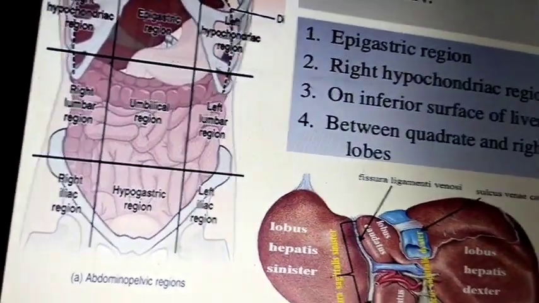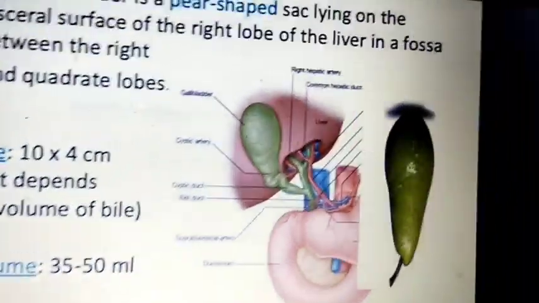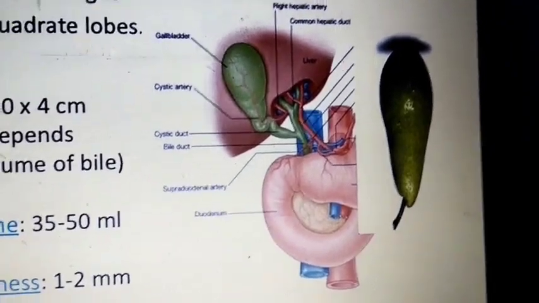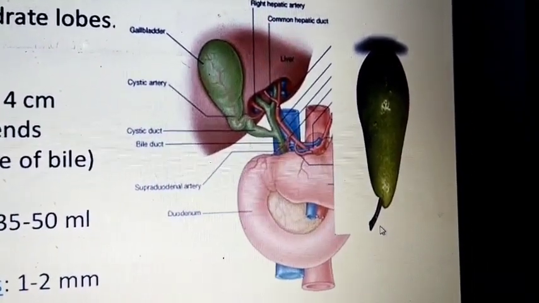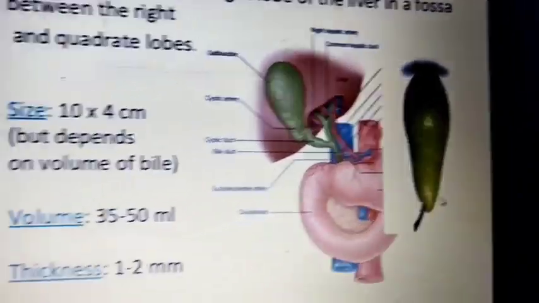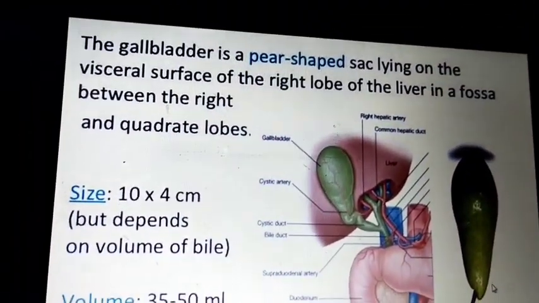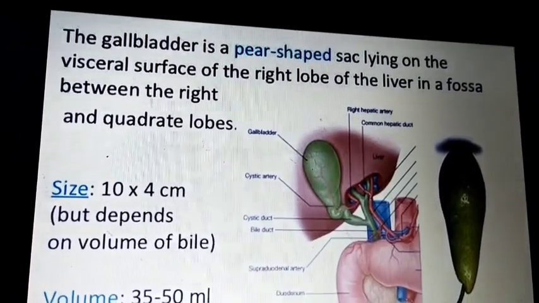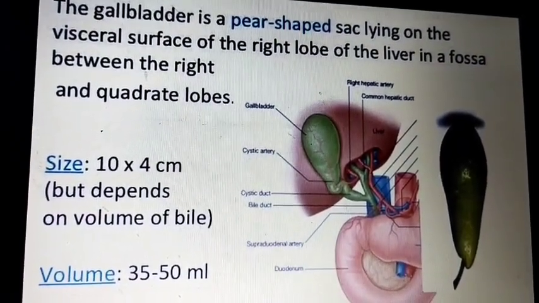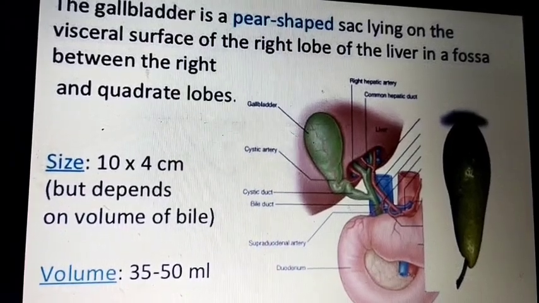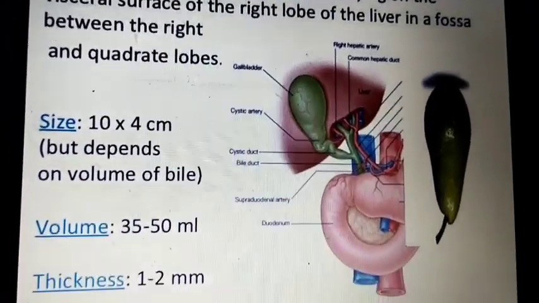You can go for the next slide. You can see it is pear shaped. This is a pear shaped gallbladder. The gallbladder is a pear shaped sac lying on the visceral surface of the right lobe of the liver, in the fossa between the right and quadrate lobe.